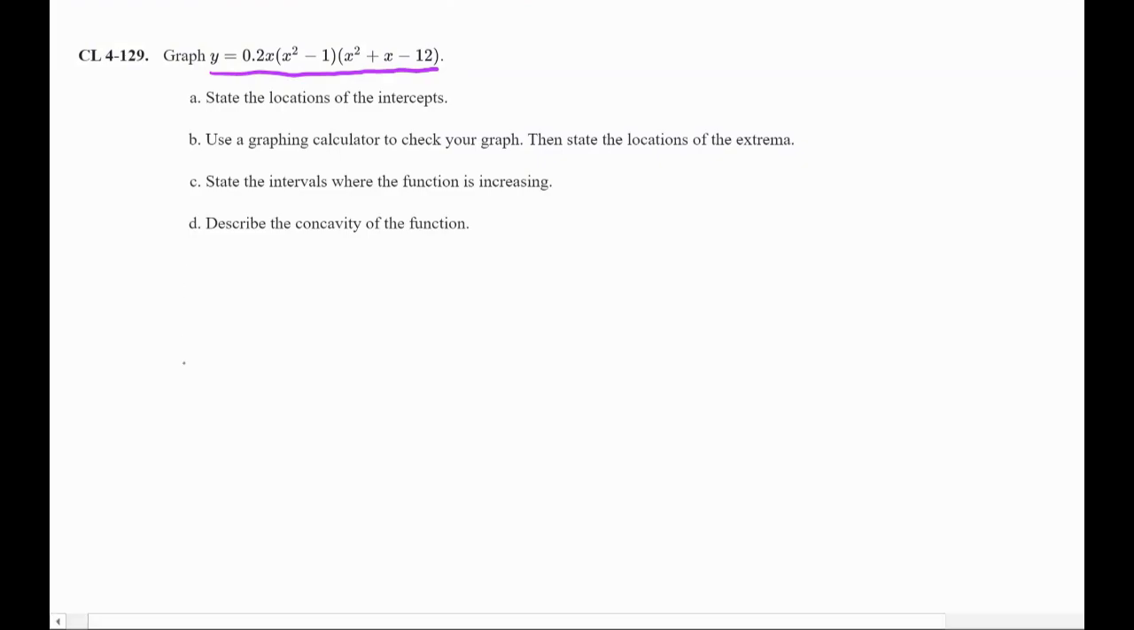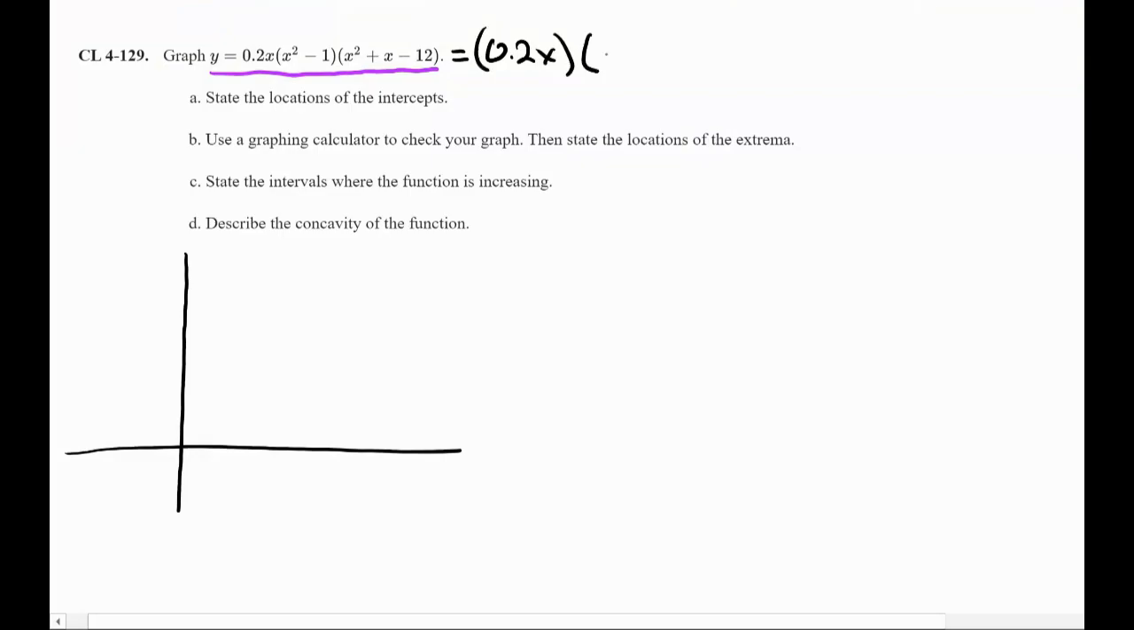So when we're dealing with this problem here, I'm first going to factor everything as much as possible. 0.2x is what we'll call my first term here. x squared minus 1 is a difference of squares, so x plus 1 and x minus 1 is what it breaks up into. I'm also going to factor this here, which if you need practice on your factoring, please do so, but I'm not going to go through it in this video. This should be x plus 4 and x minus 3.